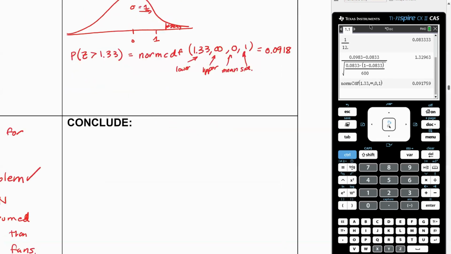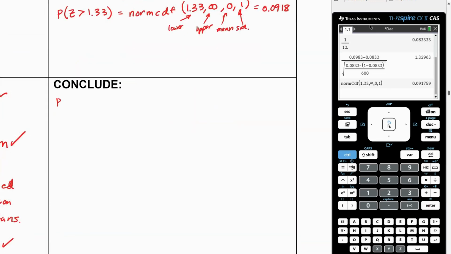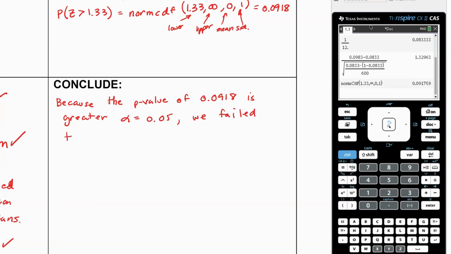All right, time to make our conclusions. Again, we're looking at the p-value, and because the p-value of 0.0918 is greater than our alpha value, which we said was 0.05, we fail to reject H naught. Let's add context.